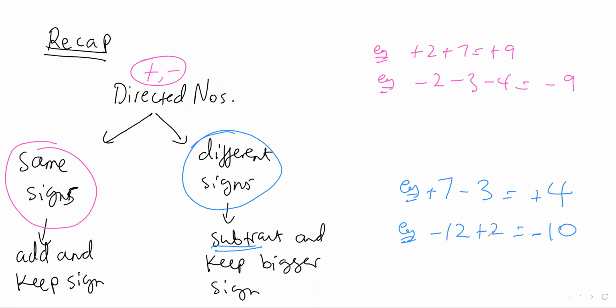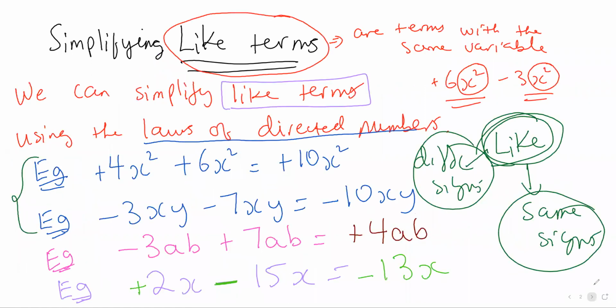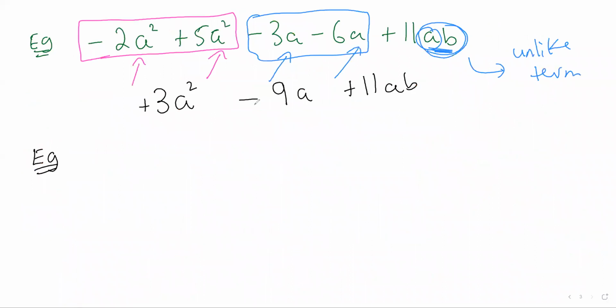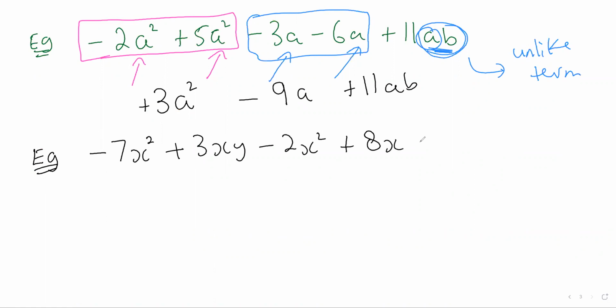A quick recap of these laws here. And these laws are very important. Again, directed numbers is the key to doing algebra, and algebra is the key to secondary school mathematics. So we're going on again here. Look at this example here. You have minus 7x squared plus 3xy minus 2x squared plus 8x, minus 9xy.